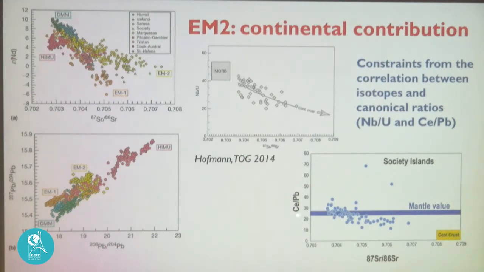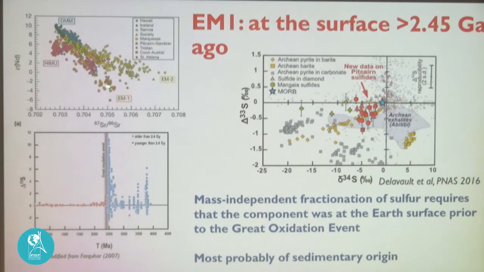Similarly, the other canonical ratio, thorium-lead, can be demonstrated to be low when the strontium is high in the Society Islands, which is part of some of those points here. So these two ratios show very clearly that there is an influence of continental material introduced into the mantle through sediments that is involved in the source of these lavas. EM1 is less clear. It's probably old, but we didn't know how old it was.